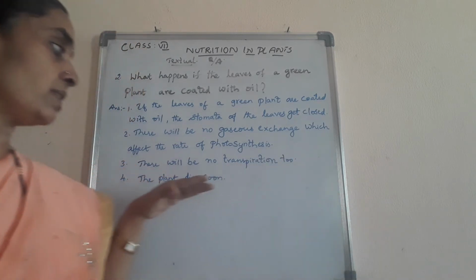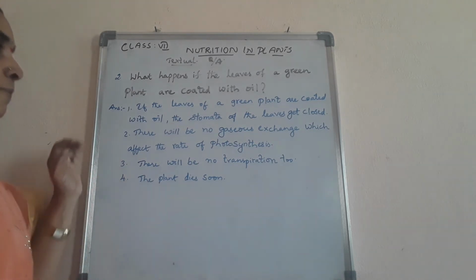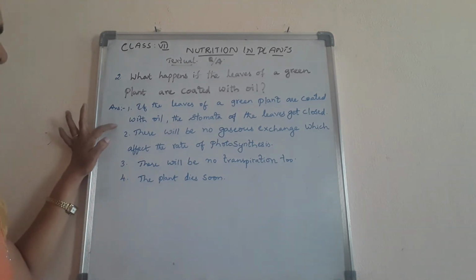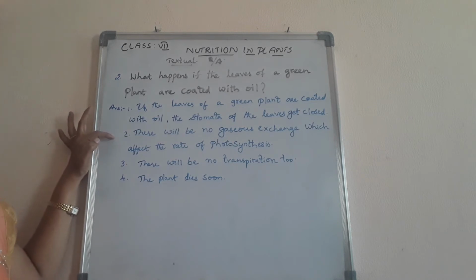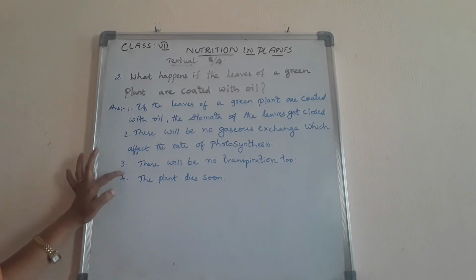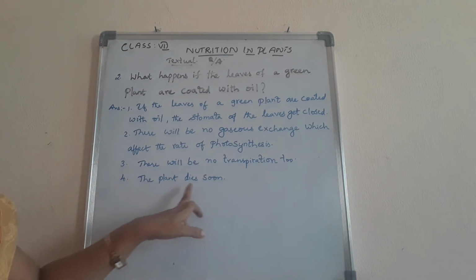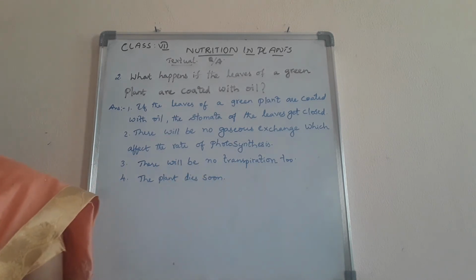Okay, children? So, in this manner, you have to write the answer. If the leaves of a green plant are coated with oil, the stomata of the leaves get closed. There will be no gaseous exchange, which will affect the rate of photosynthesis. There will be no transpiration too. The plant dies soon. Right?